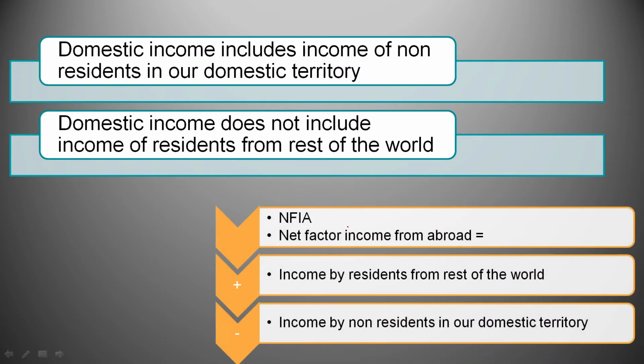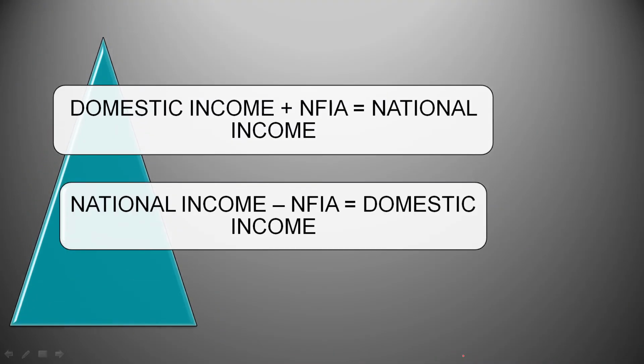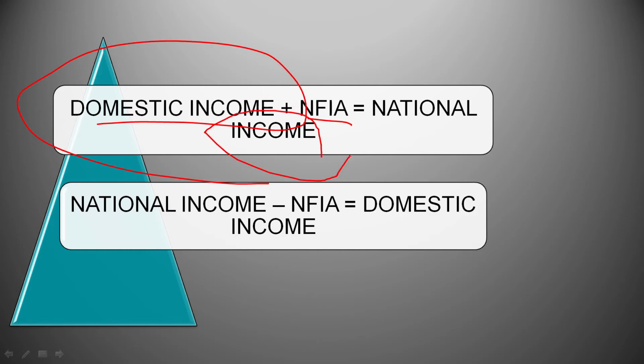By adding NFIA. What is NFIA? NFIA is net factor income from abroad. That means if we add to domestic income the income of all residents from the rest of the world, those who are residents of our country but not living within our domestic territory, and subtract the income of all those who live in our domestic territory but are not normal residents of our country, then we get net factor income from abroad. If we add net factor income from abroad to our domestic income, we get the national income. And from national income, to get the domestic income, we can subtract the net factor income from abroad.